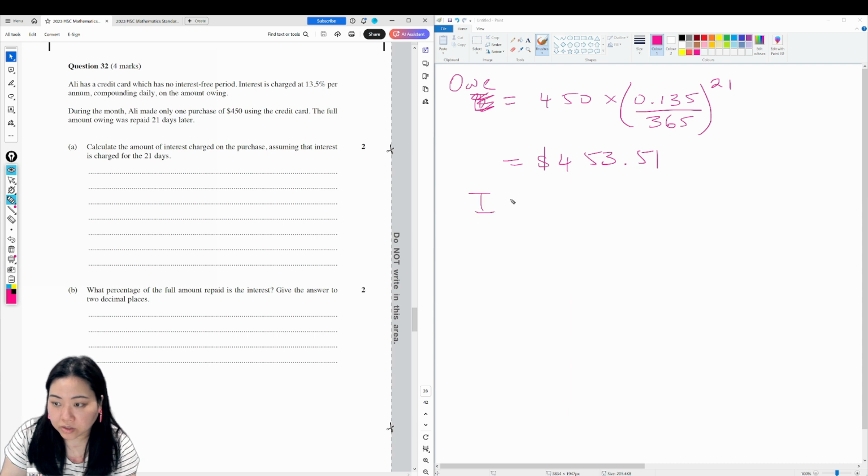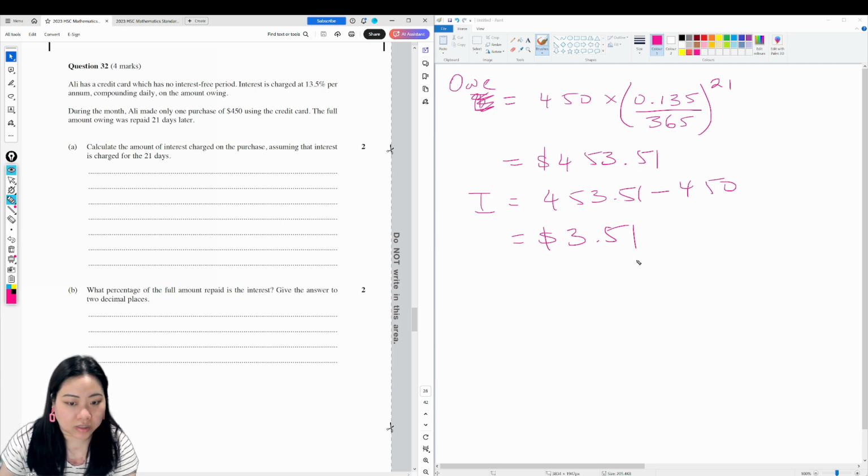The amount of interest would be 453.51 minus 450, which comes to $3.51. That's the interest. And B, what percentage of the full amount repaid is the interest? Give the answer to 2 decimal places.